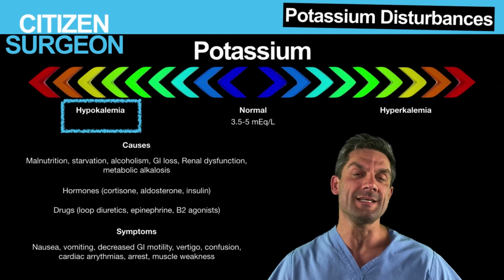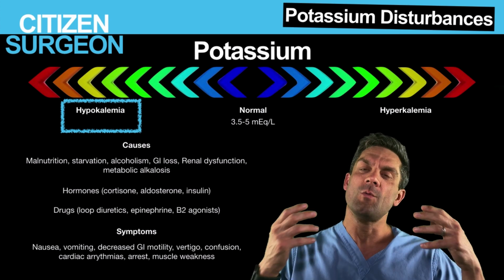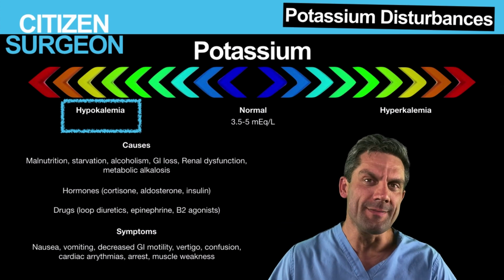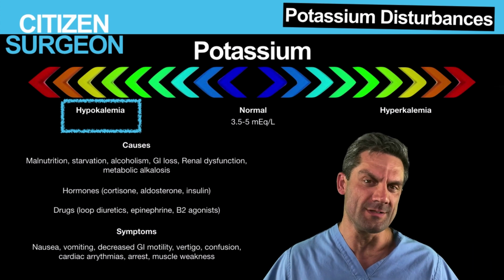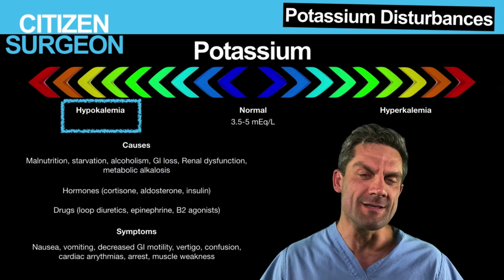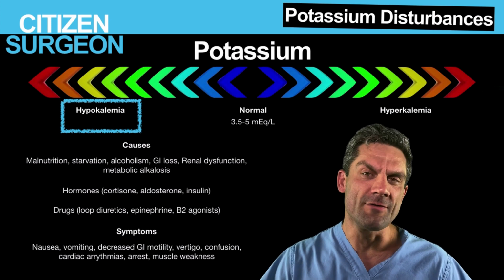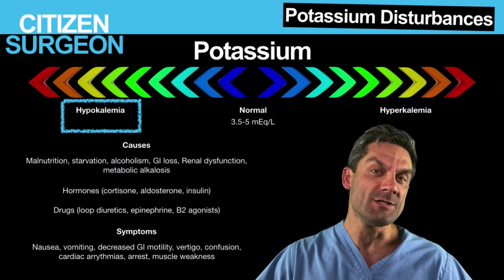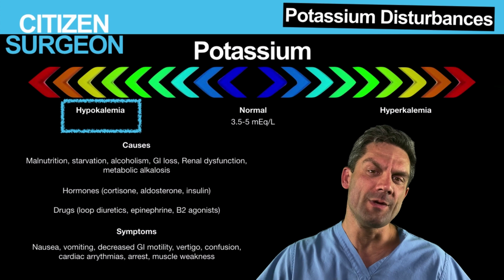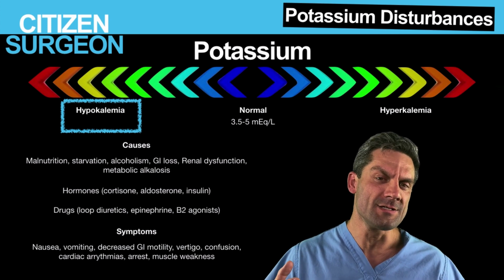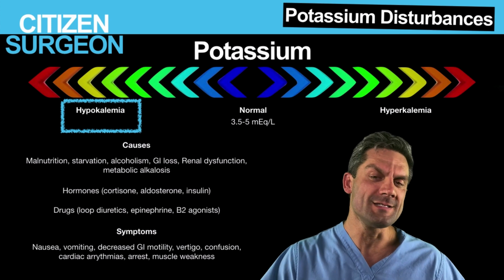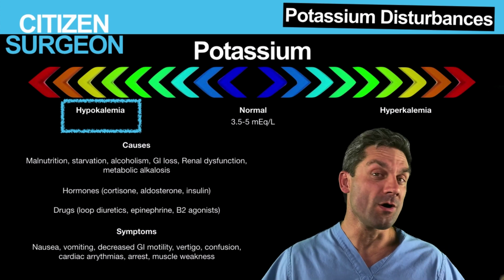That's going to be potassium. So potassium, we're going to look at hypokalemia, hyperkalemia. So hypokalemia, what's the big thing? The big thing is cardiac disturbances. And what are the causes of this? So malnutrition, starvation, alcoholism, GI loss, renal dysfunction, metabolic alkalosis. Those are the major causes.